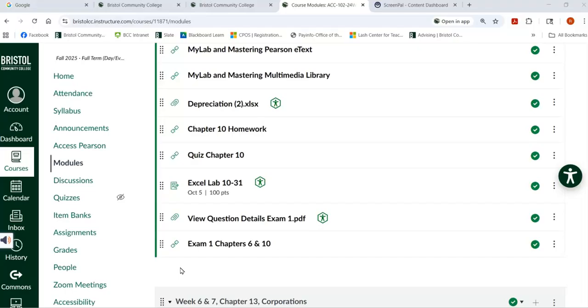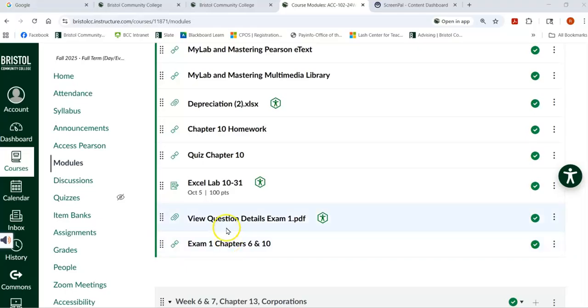I want to just add another piece here to an exam. When you get to the exams, usually every 2 weeks, or if there's 2 chapters, sometimes every 4 weeks. Here's exam 1 on chapters 6 and 10.